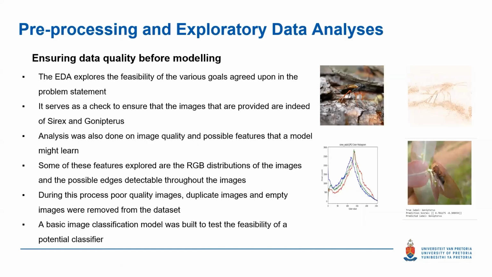So before starting the modeling, it's worthwhile always to explore the data to make sure that the data we received is indeed what was promised to us. And the other reason why we want to explore the data upfront is to see what possible features a model might detect. So for this particular project, we looked at analyzing the RGB channels of each of the images, as well as doing an edge detection across the images to see if there might be any distinct features being detected in that sense. We also built a very small predictive model, which is not an object detector, but just a classification model, which can classify whether the image contains a certain insect or not.